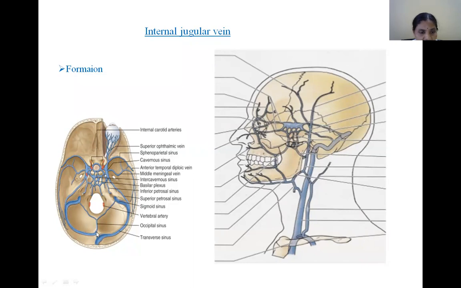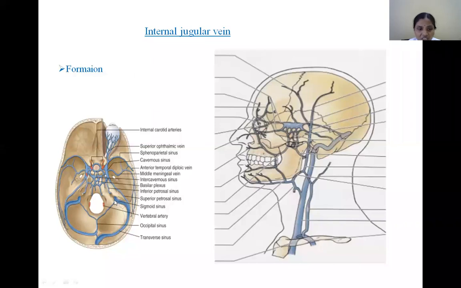And the straight sinus usually continues with the left transverse sinus. The left transverse sinus continues as the left sigmoid sinus. So the left sigmoid sinus passes through the jugular foramen, then continues as the internal jugular vein. So at the formation, what are the formative tributaries of the internal jugular vein?